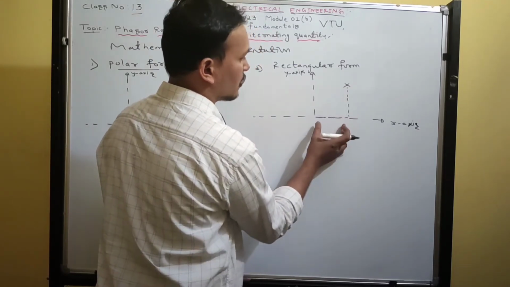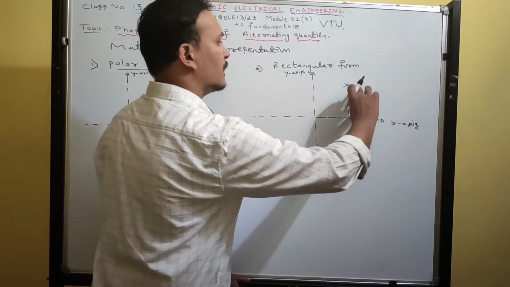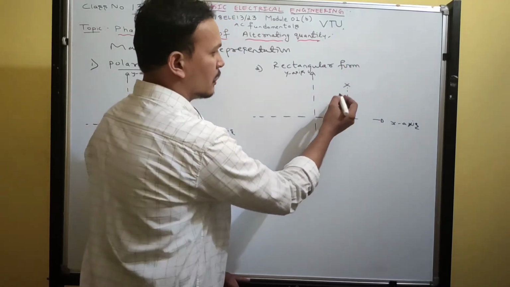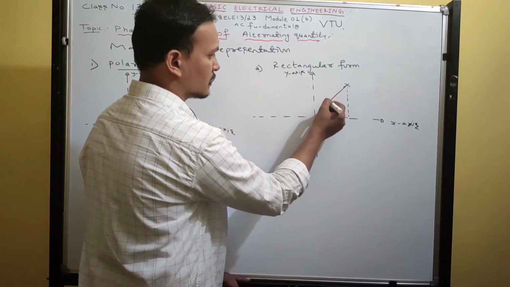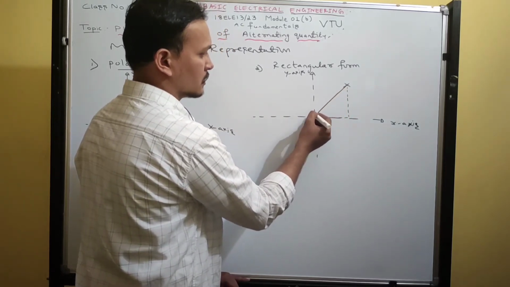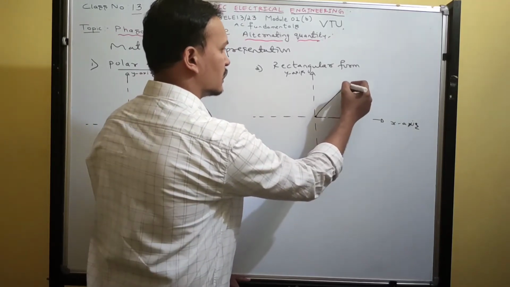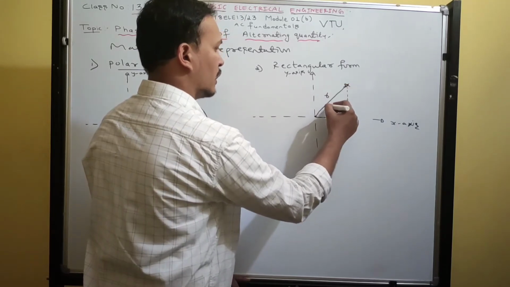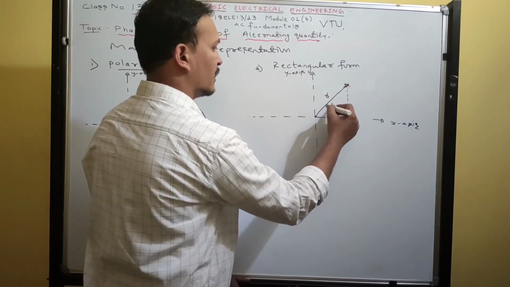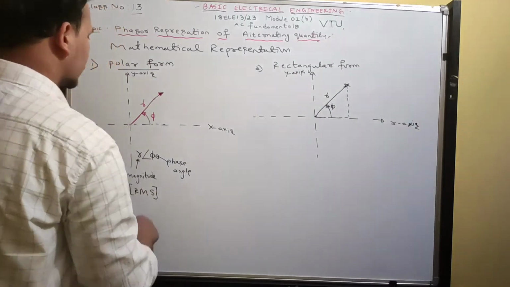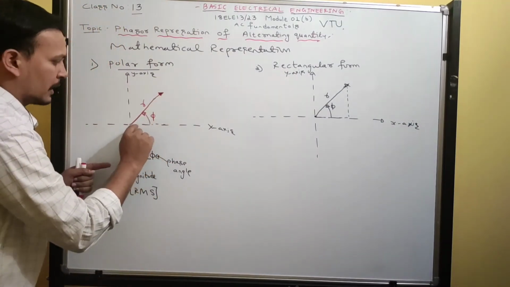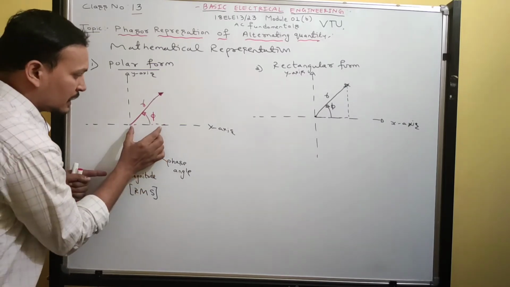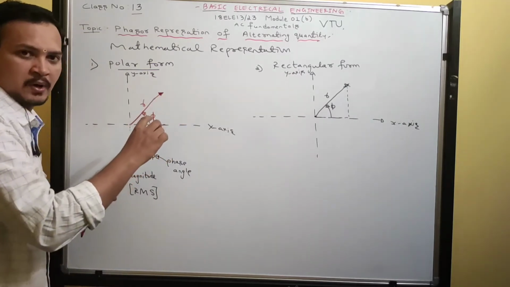How to locate this pole? It is having some real part and some imaginary part. Now once you got this, now join this resultant. Then this indicates what? R value. And what does this indicate? Phi value. From this tip of the phasor, draw one vertical line and draw horizontal line. This is real part and this is imaginary part.